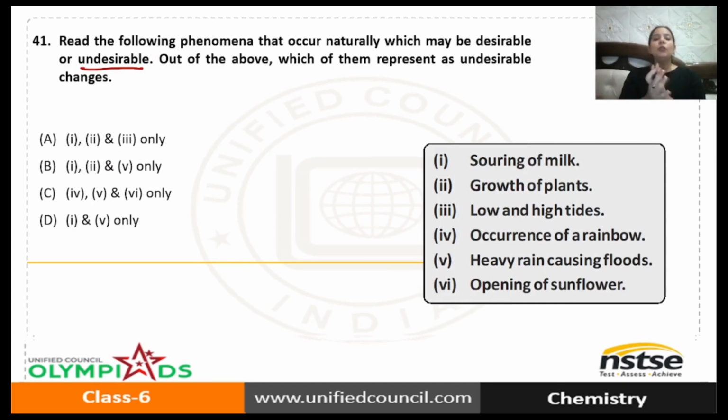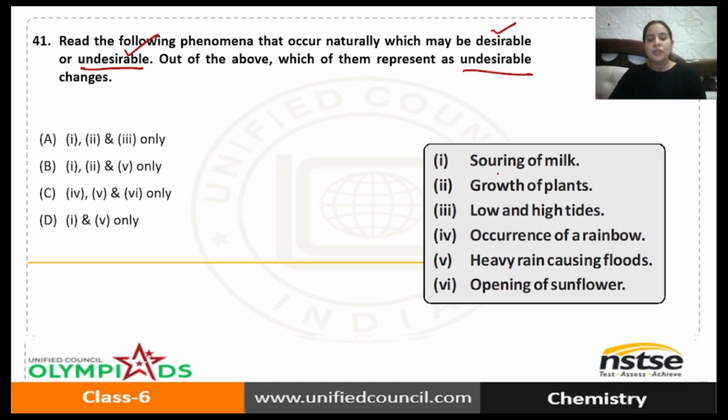Now, as we all know, changes are a part of life. Whatever you see around you, many changes are occurring. Few changes take place naturally, that is on their own, and few changes occur due to human activity. Few changes are desirable for us. Desirable means that they are beneficial for us. We need that kind of change. And few changes are undesirable, that is, not good for us. So out of the above, which of them represent an undesirable change? Those changes which are not good for us.